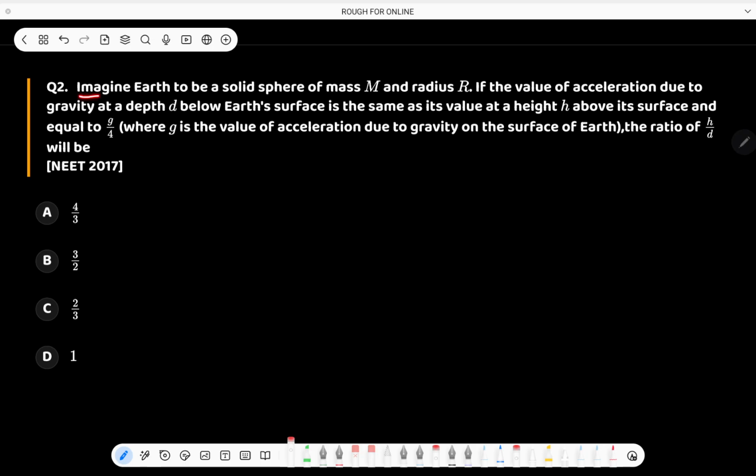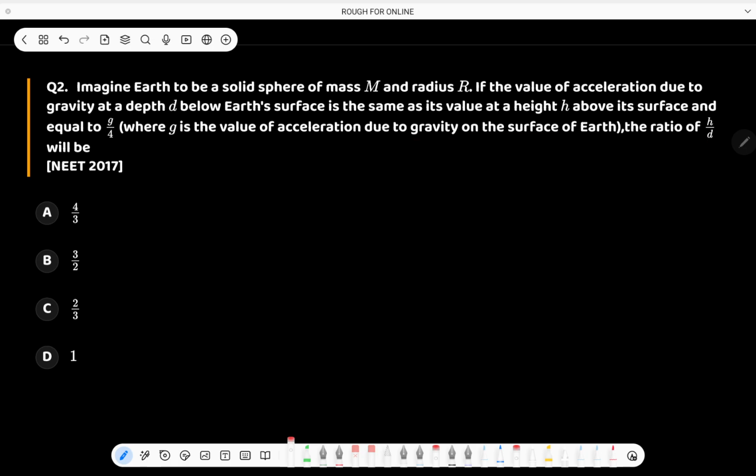First of all, imagine Earth to be a solid sphere of mass m and radius R. If the value of acceleration due to gravity at depth d below the surface of Earth is the same as the value of acceleration due to gravity at height h, and is equal to g divided by 4, where g is the acceleration due to gravity on the surface of Earth, the value of h by d is.